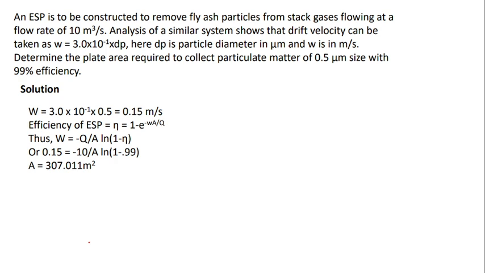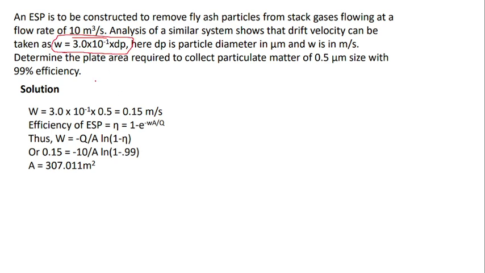And next is also a similar type of question with small modification. An ESP is to be constructed to remove the fly ash particles from stack gases flowing at the flow rate of 10 meter cube per second. So the flow rate is 10 meter cube per second. Analysis of a similar system shows that drift velocity can be taken as W is equal to 3.0 into 10 to the power minus 1 into dp.